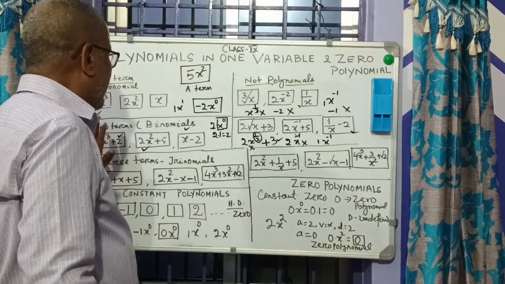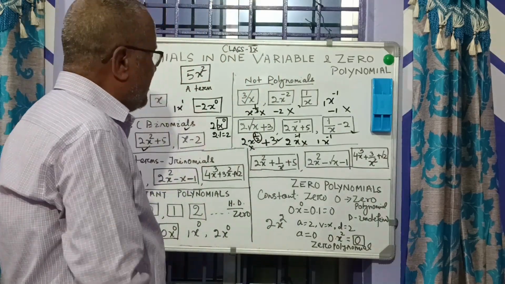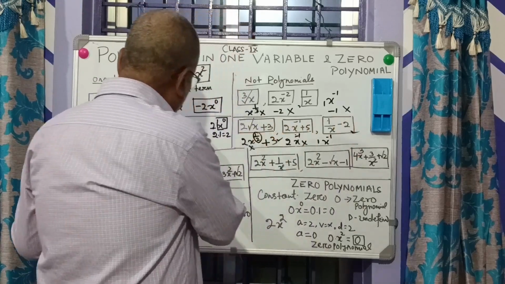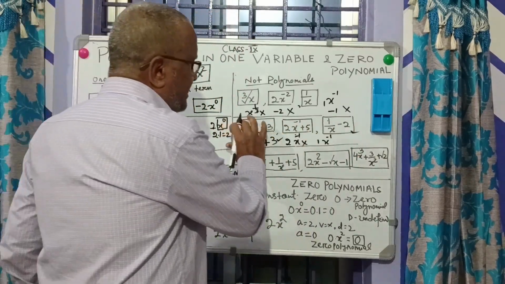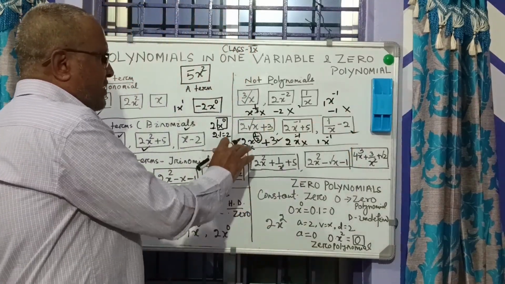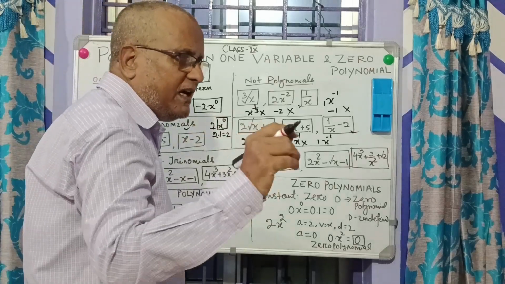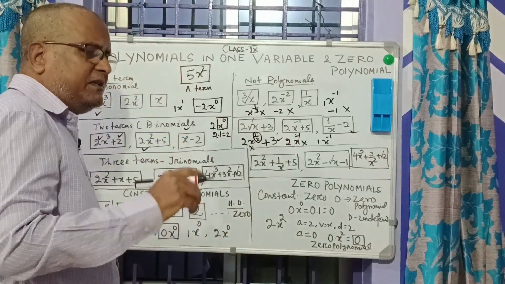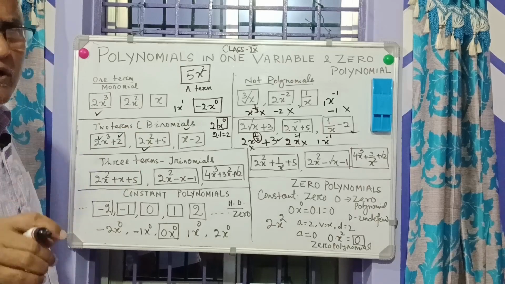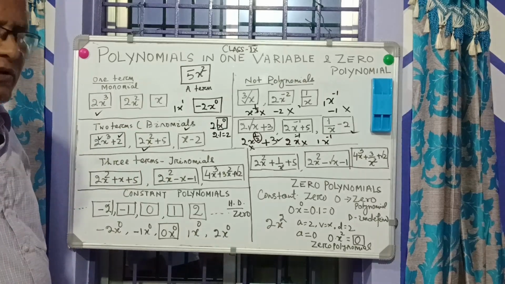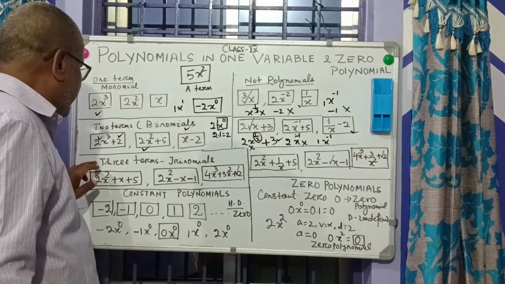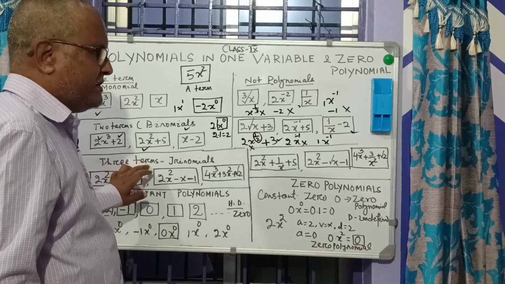So you see, these are the binomials, or we may call them polynomials, but these are not polynomials because of the exponents. The exponents must be whole numbers: 0, 1, 2 and so on. Then the polynomials having three terms.